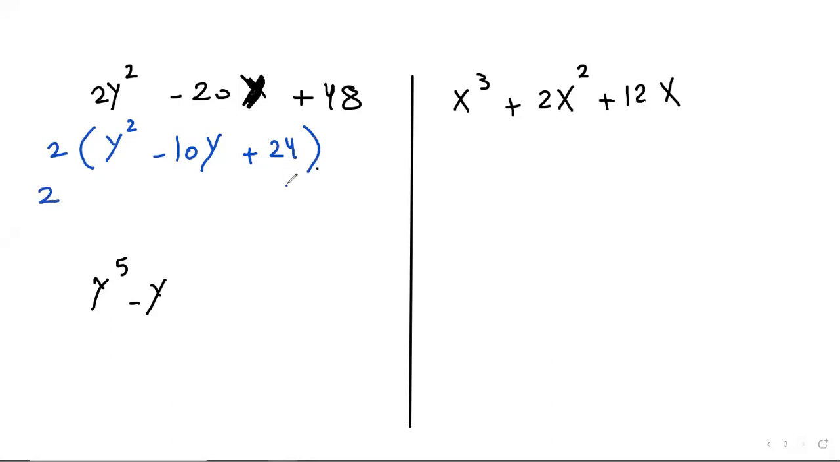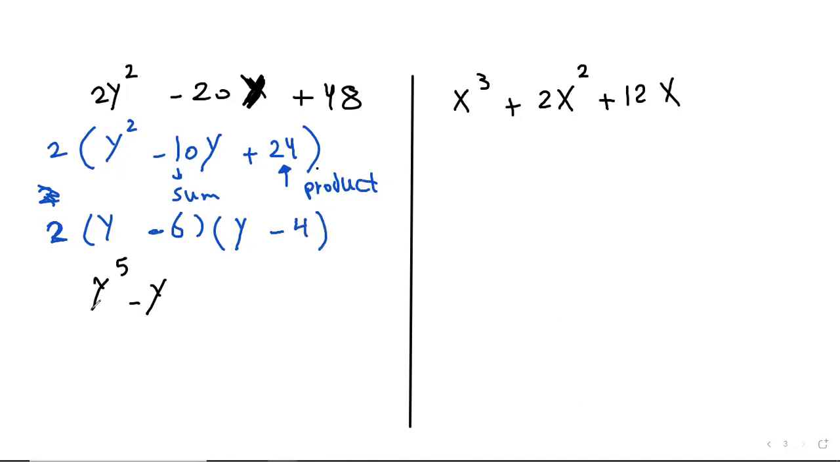Two numbers, their product is 24 and their sum is negative 10. Write 2 as it. Then write y and y. The two numbers, when we multiply them, we get 24. And when adding them, we get negative 10: negative 6 and negative 4. So right here, negative 6, and here, negative 4.